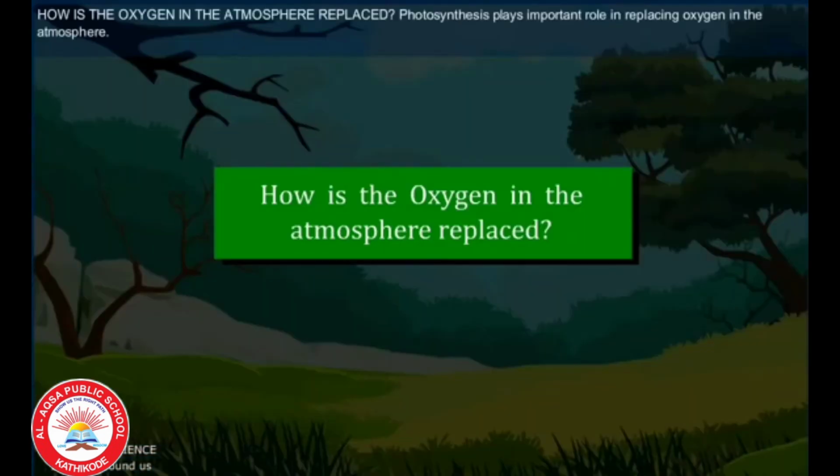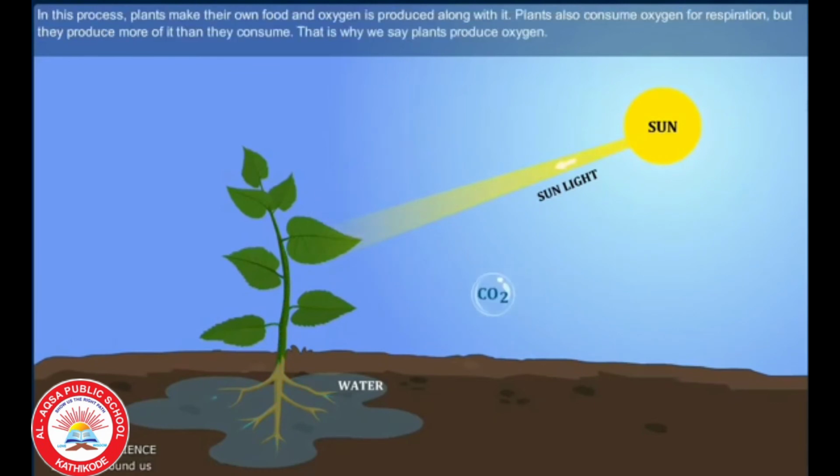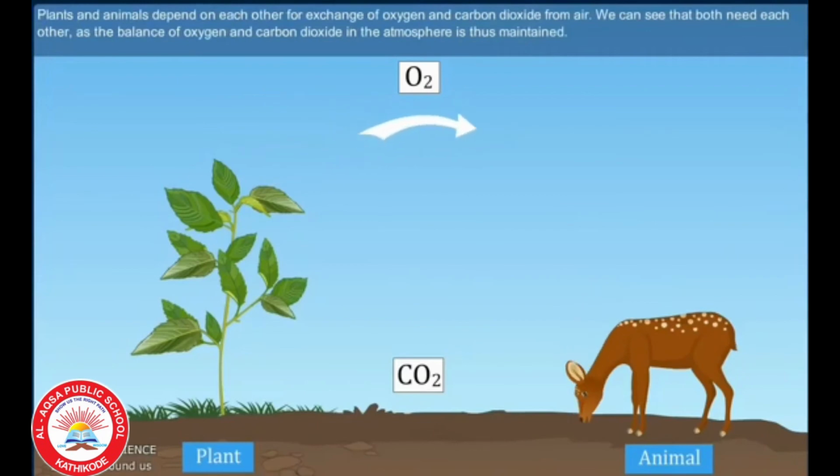How is the oxygen in the atmosphere replaced? Actually, photosynthesis plays an important role in replacing oxygen in the atmosphere. During this process, in the presence of sunlight, plants make their own food and oxygen is produced along with it. Plants also consume oxygen for respiration, but they produce more of it than they consume. That is why we say plants produce oxygen.